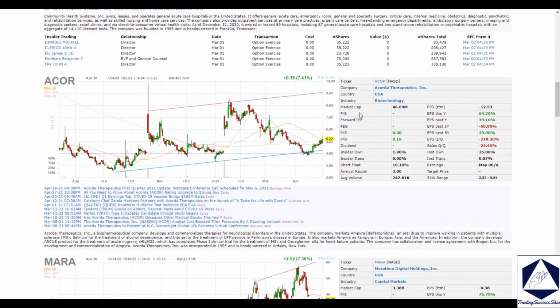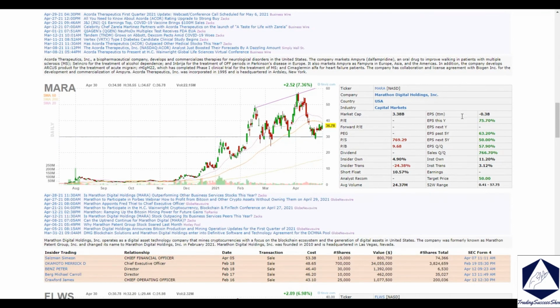Okay, ACORs. This one, pretty much right here is your support. So we close right above it, and our 50 moving average is just right ahead. Keep an eye on this one as well, to see if we can push through and get $8. There's no volume on this one, so just keep an eye on it in case volume comes in.